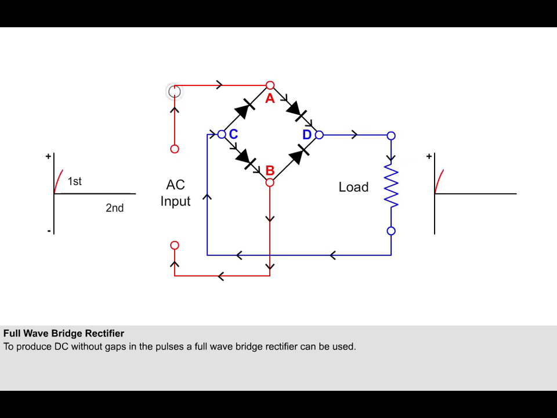In one half of the cycle of the AC input, point A will be positive and point B negative. So current will flow through the bridge and the load in the direction shown. In the next half cycle, the polarity will be reversed, making point A negative and B positive. However, because of the arrangement of the diodes, the current flows through the load in the same direction as before.